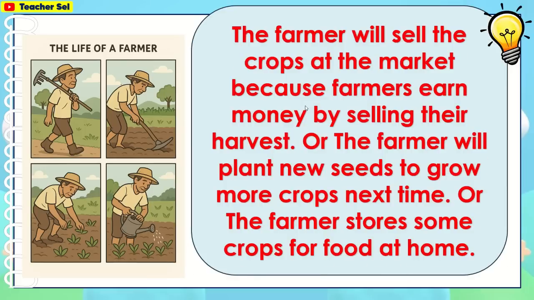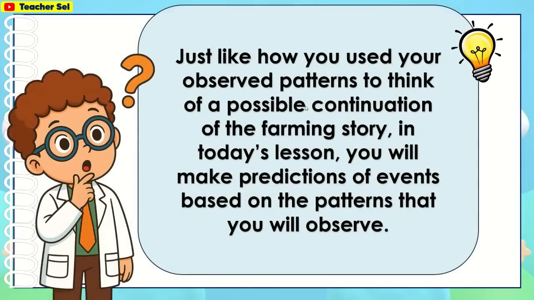The farmer will sell the crops at the market because farmers earn money by selling their harvest, or the farmer will plant new seeds to grow more crops next time, or the farmer stores some crops for food at home. Just like how you used your observed patterns to think of a possible continuation of the farming story, in today's lesson, you will make predictions of events based on the patterns that you will observe.